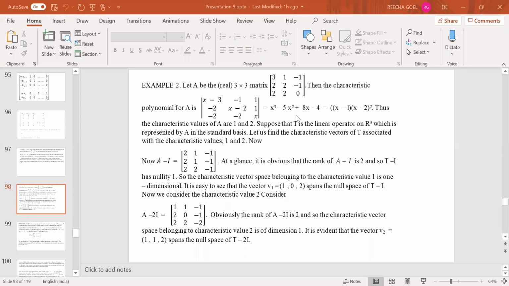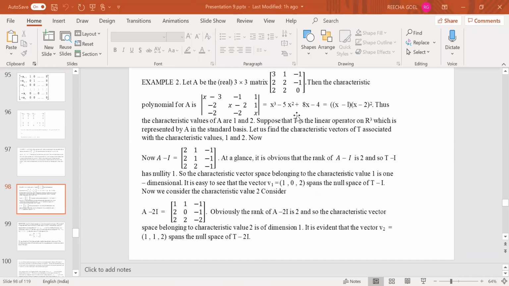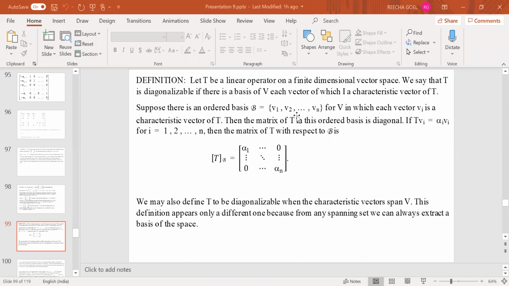So the question is, what are those conditions under which a particular linear operator is going to be diagonalizable? First of all, let us understand what is meant by diagonalization of a linear operator. If T is any linear operator defined on a finite dimensional vector space V, then T is said to be diagonalizable if there is a basis of V which consists of characteristic vectors of T.